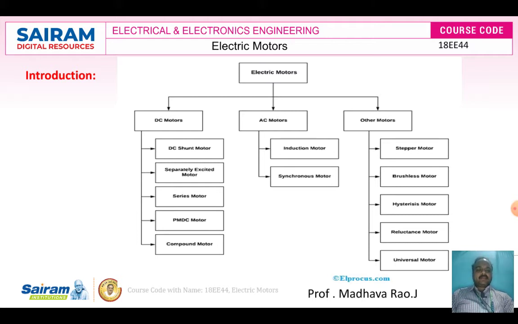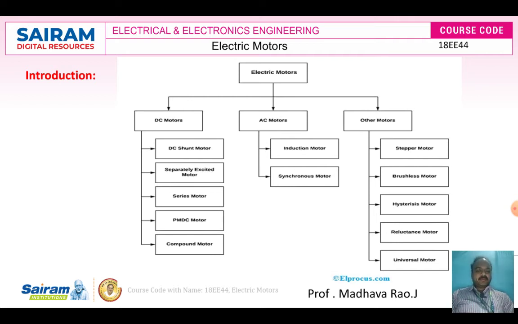AC motors are generally classified into 2 types: induction motor and synchronous motor. Coming to the last type, other motors, we can also call them special type motors or special purpose motors: stepper motor, brushless motor, hysteresis motor, reluctance motor, universal motor. So these are the broadly classified electric motors.